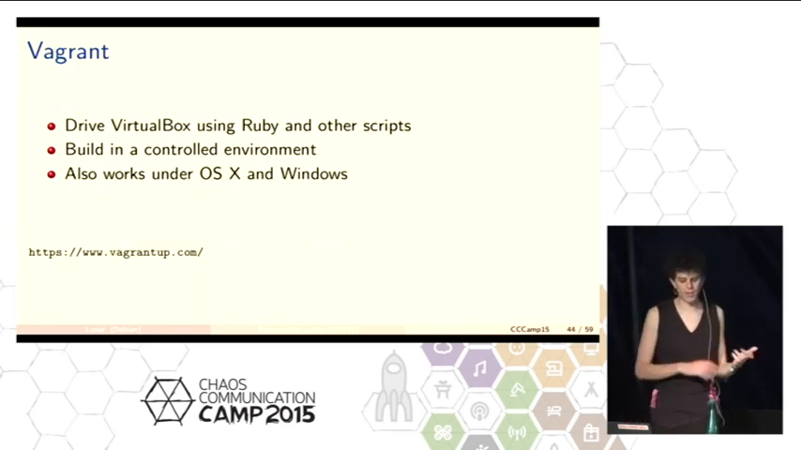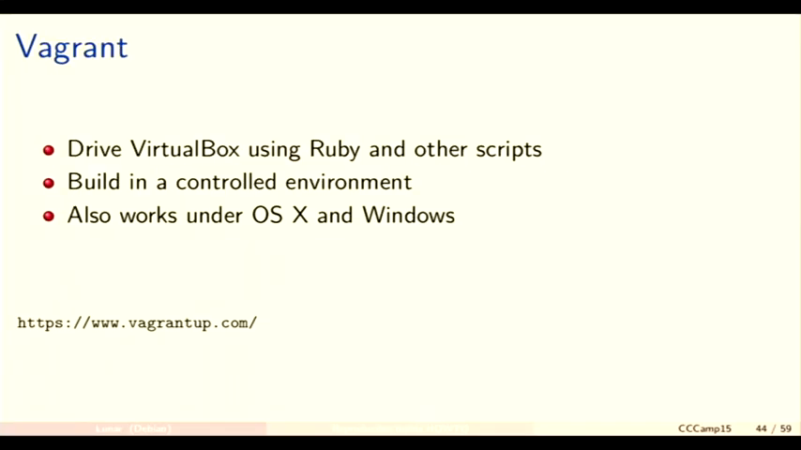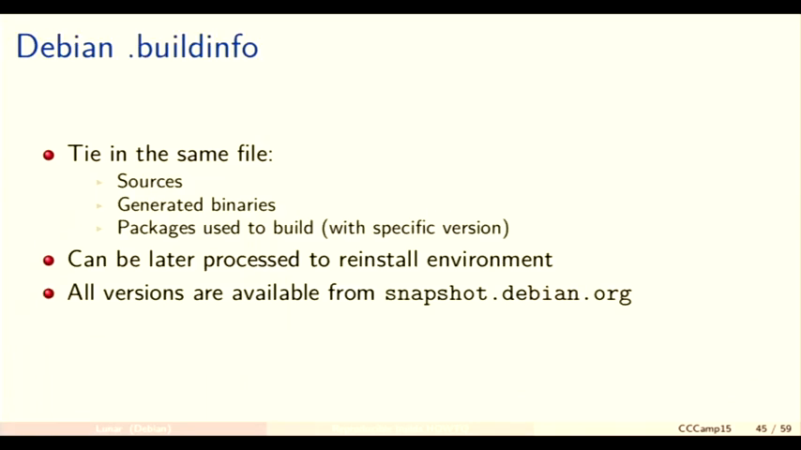Another tool kind of like Docker, but more cross-platform, is Vagrant. It drives VirtualBox, so you can also build in a controlled environment and script it with Ruby and set things up. For Debian, we actually went another way. We decided to record the environment where the initial build was made in a new control file that is going to be called buildinfo, probably.